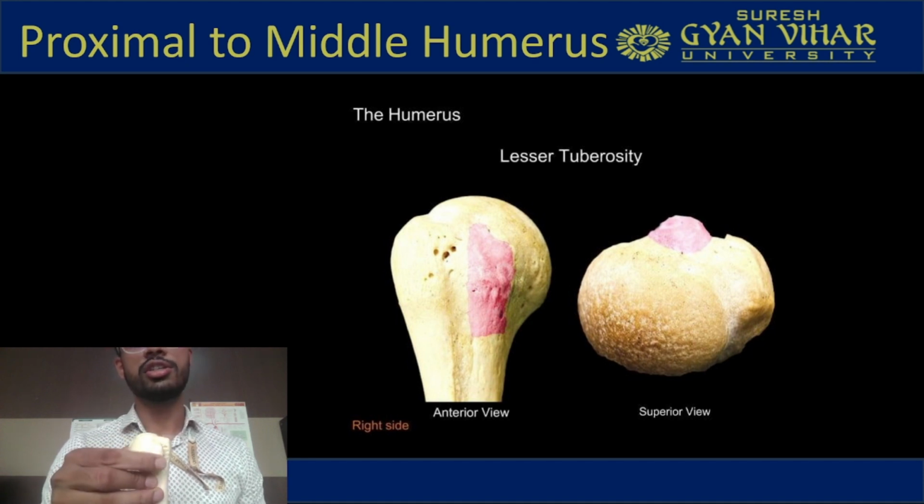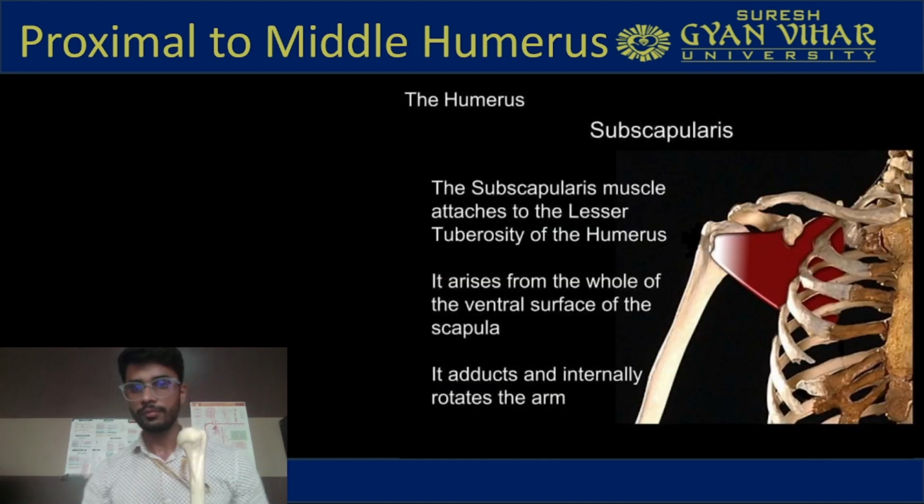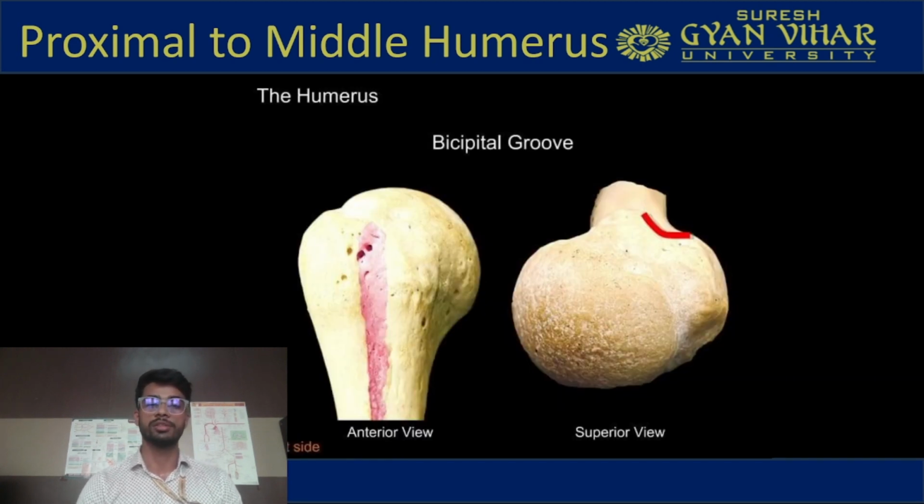This is the insertion point of the subscapularis muscle. As you can see in this diagram also, the subscapularis muscle attaches to the lesser tuberosity of the humerus. It arises from the ventral surface of the scapula, from the subscapularis fossa present anteriorly on the scapula, and its function is to adduct and internally rotate the humerus.